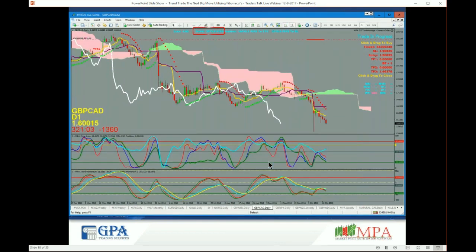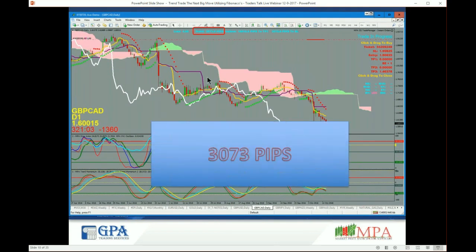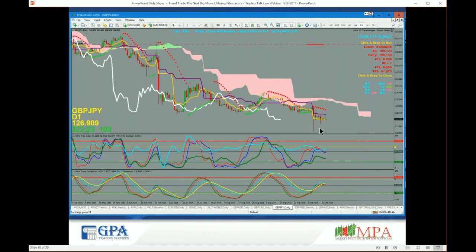Here's the pound CAD. We don't trade small items. We make massive moves. 3,073 pips. Those of you that trade Forex, if you're trading one standard lot, that's a $30,000 trade. Yes, it took some months for this trade to play out, but that's okay. Who cares, right?